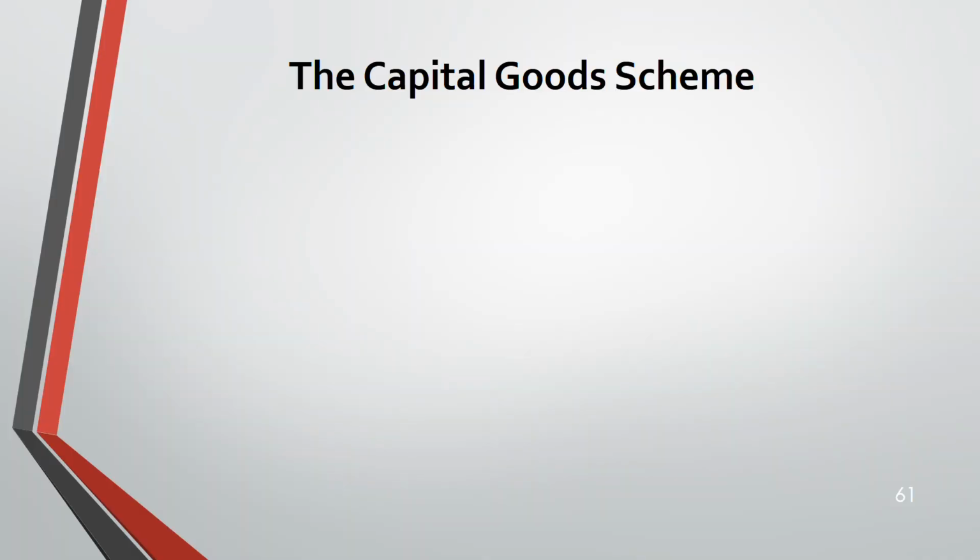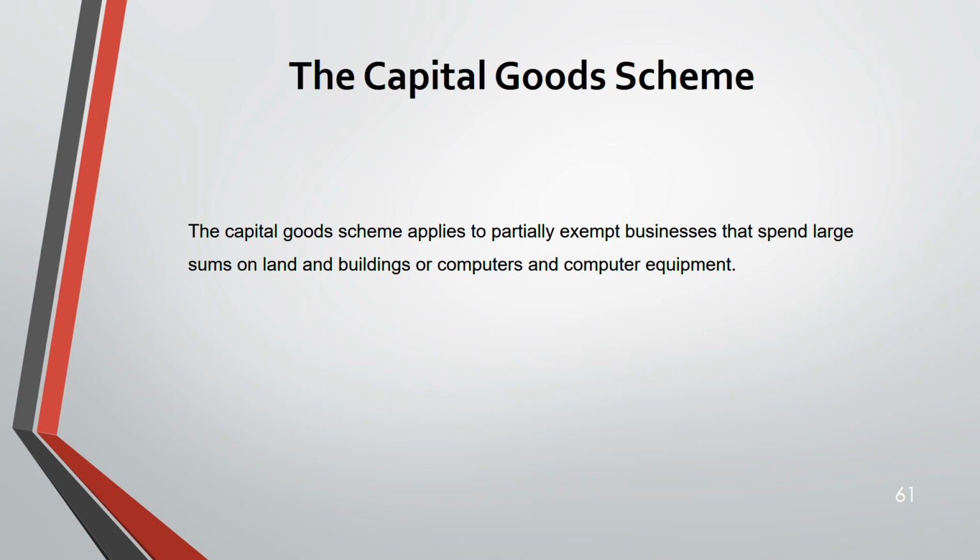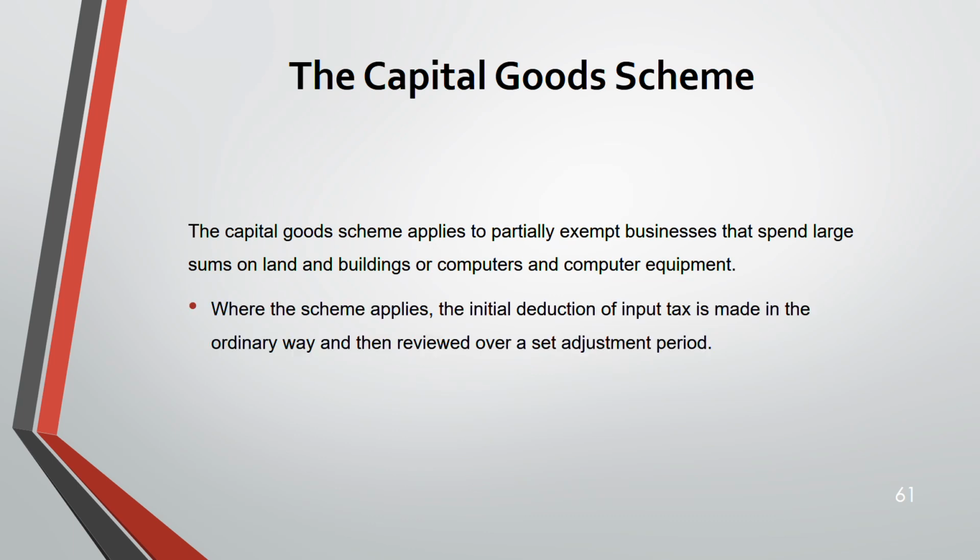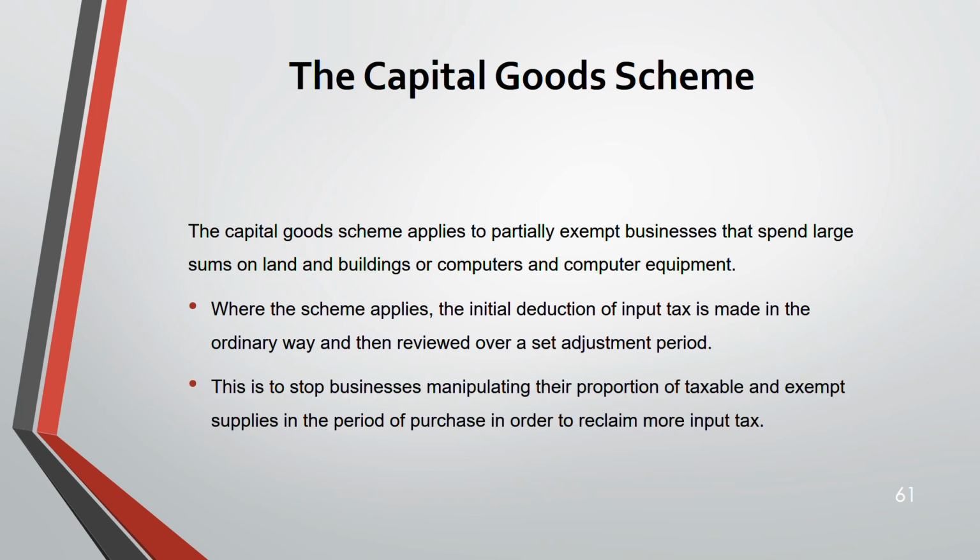The last part of this lecture, capital goods scheme. Capital goods scheme applies to partially exempt businesses that spend large sums on land and buildings or computers. Where the scheme applies, an initial deduction of input tax is made in the ordinary way and reviewed over a set adjustment period. This is to stop businesses manipulating their proportion of taxable and exempt supplies in the period of purchase in order to reclaim more input tax.